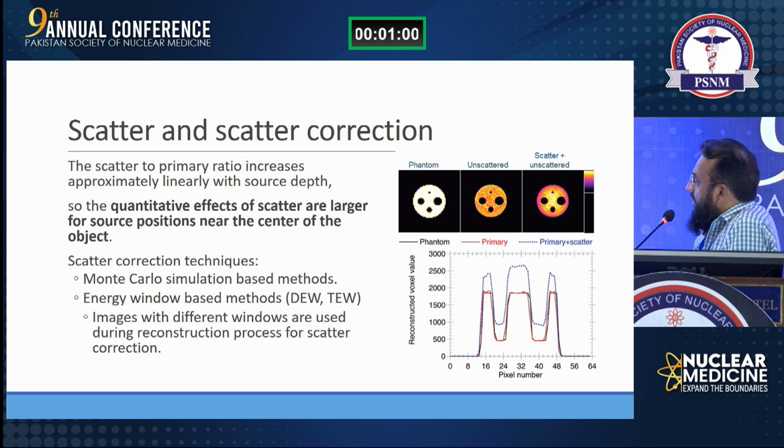And this is the scatter and scatter correction. The first image is the distribution of activity in the phantom. The black circles are basically cold areas, and this is the activity. This is the unscattered image, and this is the scattered plus unscattered. You can see that in the center area, the red one is primary only, and the blue dotted line is scattered plus primary. We can see that in the center, the radioactivity is higher compared to the actual contribution because of scatter.